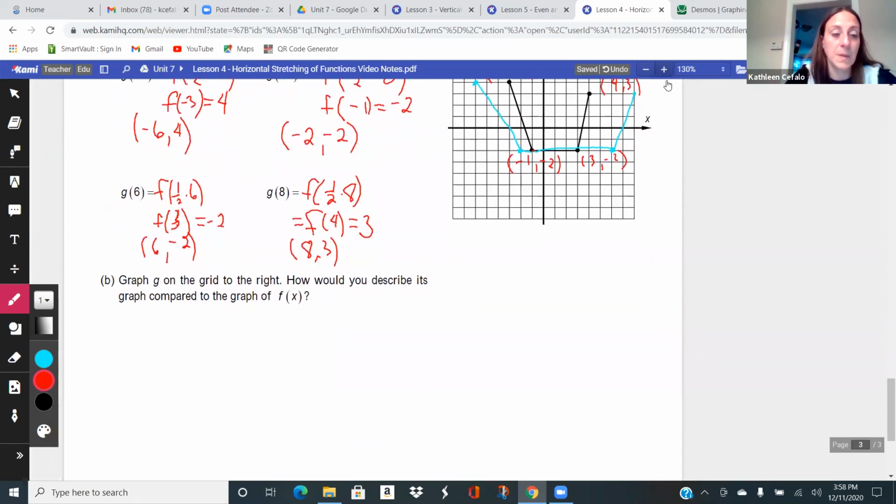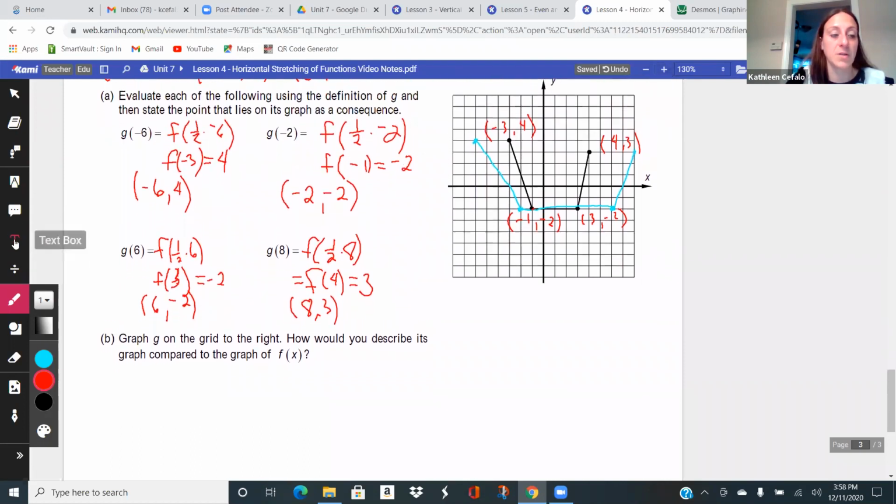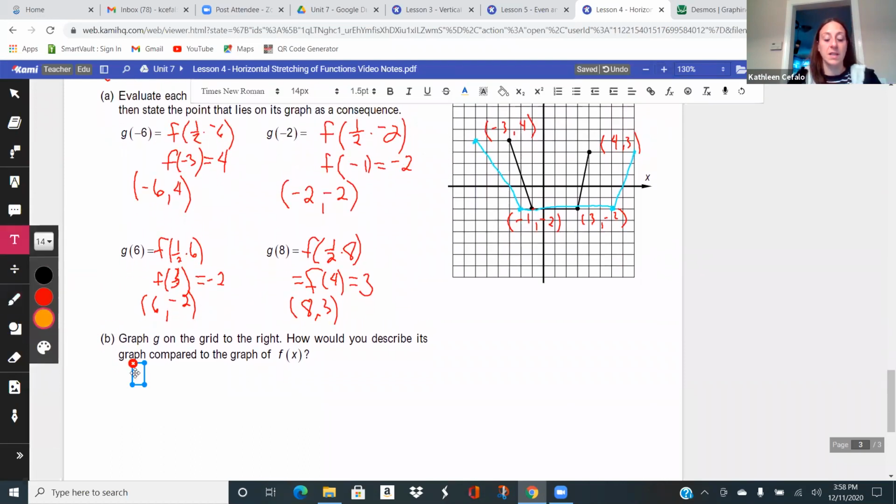Okay. So it says graph G on the grid to the right. We actually already did that. We kind of did that backwards. And then how would you describe it? Well, if I'm looking at this, I'm looking at it as being horizontally stretched, and we kind of already said that. So I would say it's horizontally stretched by a factor of 2.